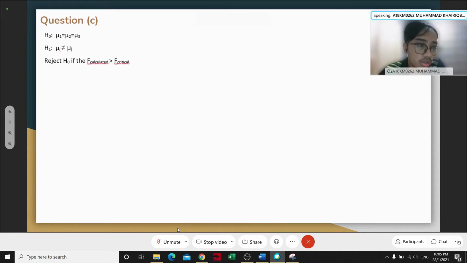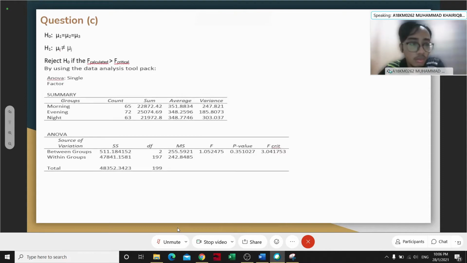Under the H1, mu i is not equal to mu j for at least one i, j. And we reject H0 if the F calculated value is greater than the F critical value. By using the Data Analysis ToolPak under the ANOVA single factor, this is the output generated. We got the summary table, and inside this summary table, it contains the sample size, the summation value, the average value, and the variance value for different working shifts. And these values will be used to construct the ANOVA table.